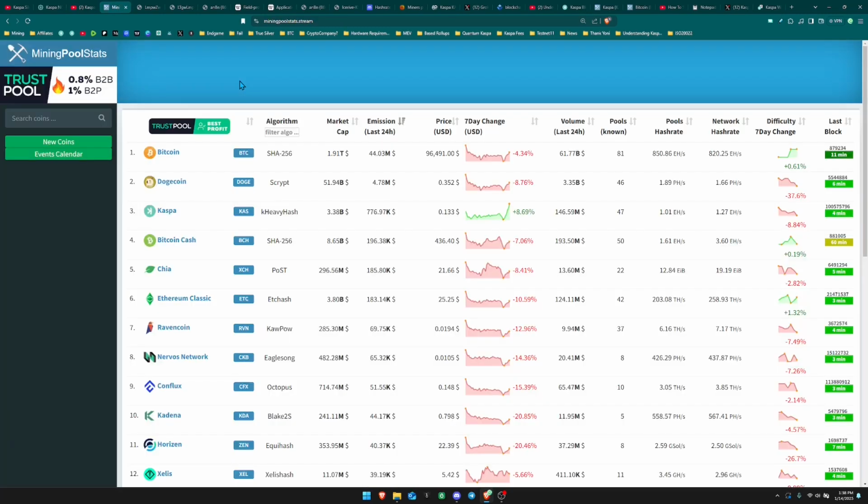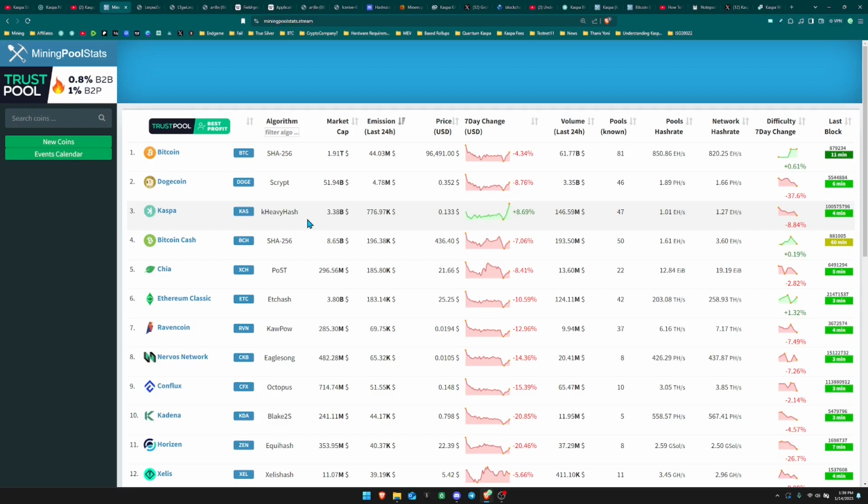When a project decides to use the mechanism called proof of work, an algorithm is created. This mining algorithm is pieces of code that is created to enable certain types of hardware to be able to mine the coin. So for Bitcoin, the mining algorithm is called SHA-256. For Dogecoin, it's called Scrypt. And for Kaspa, it's called K-heavy hash.